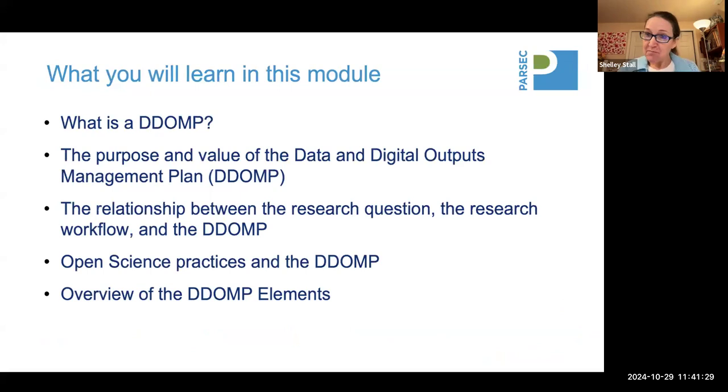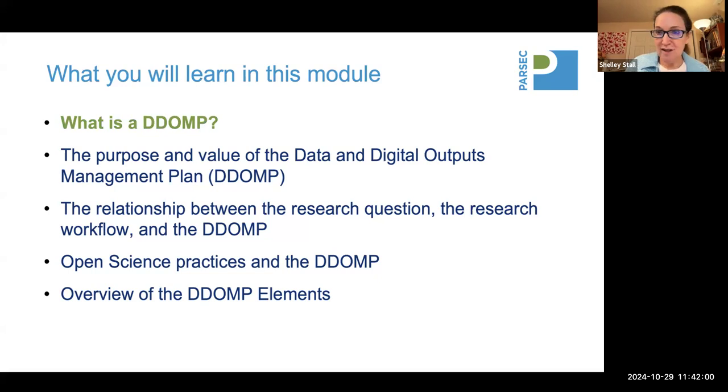So what we'll learn. We're going to first start with what is a DDOMP, the Data and Digital Output Management Plan, the purpose and the value. We'll talk about the relationship between it and the research question and the workflow, and then we'll move on to how open science practices are integrated and intertwined with it, and then an overview of the elements that we're recommending for you to include within your DDOMP.